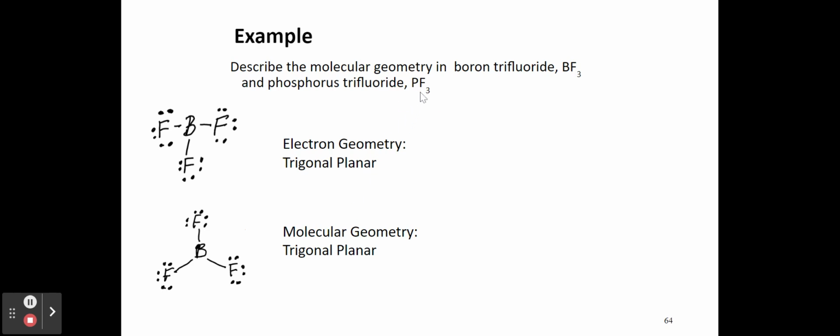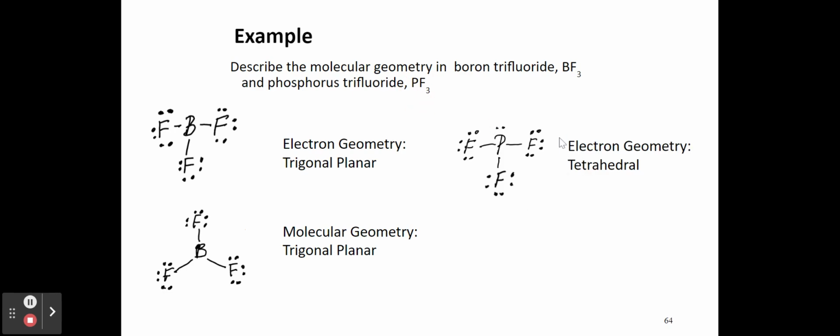Now let's look at PF3. So when we draw the Lewis structure, it will look like this. Notice that when we draw it, we're going to see that there are 3 bonding pairs of electrons, and there's that lone pair of electrons. We don't know this lone pair of electrons is there just by looking at its formula. We have to draw the Lewis structure in order to determine that. So there are 3 bonding pairs and 1 lone pair of electrons around phosphorus.